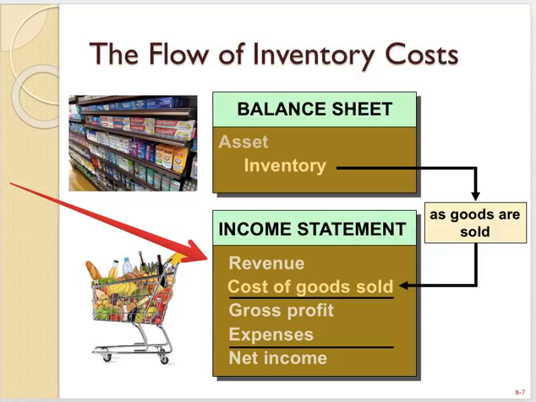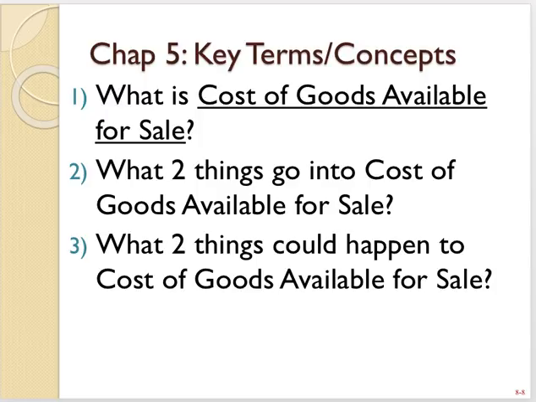Now in chapter 5, we learn some additional terms and concepts that I want to make sure that we really understand so we can move forward. And this new term that we learn is cost of goods available for sale. I think it was mentioned in chapter 4. I didn't focus too much on it in the homework or in the class activity, but I want to really make sure we get a good handle of it now in chapter 5.